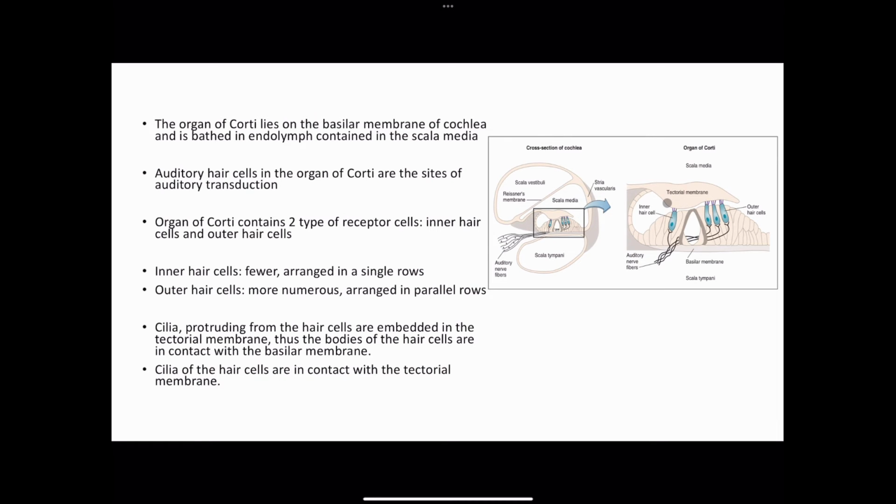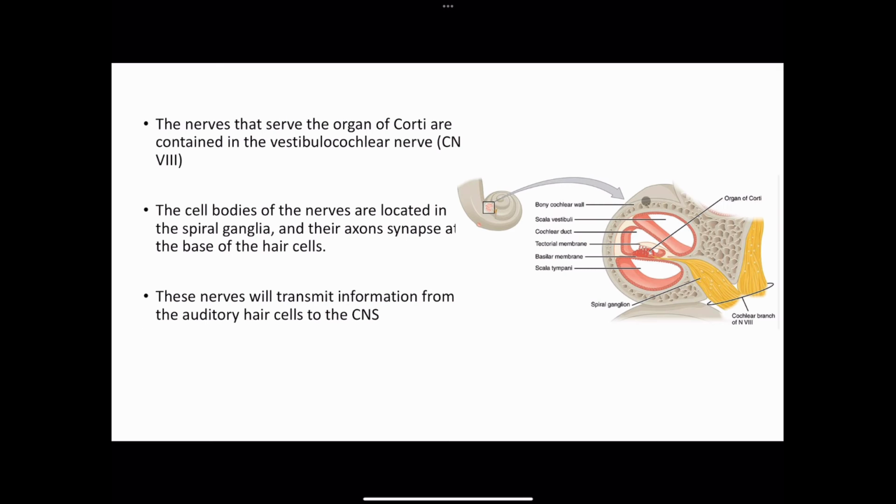Thus, the bodies of the hair cells are in contact with the basilar membrane, while the cilia of the hair cells are in contact with the tectorial membrane. The nerves that serve the organ of Corti are contained in the vestibulocochlear nerve. The cochlear nerve is cranial nerve 8. The cell bodies of the nerve are located in the spiral ganglia, and the axons synapse at the base of the hair cells. These nerves will transmit information from the auditory hair cells to the central nervous system.